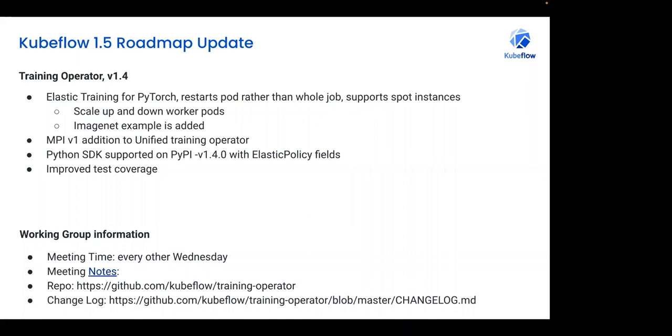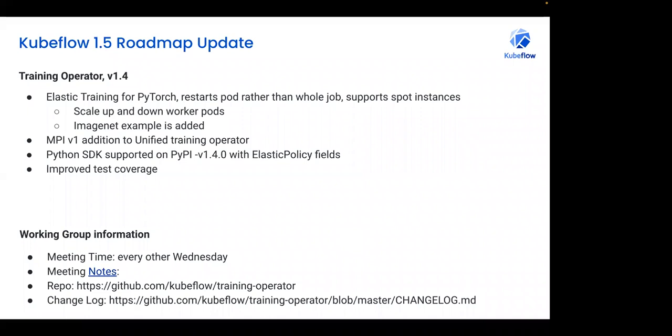So now with the elastic training support, which uses Torch Elastic in the backend, we can support fault tolerant and elastic training. So you can scale workers up and down. This is particularly useful when you have spot instances, lowering the cost of the training. The user just needs to provide the minimum and the maximum workers and need not worry about node availability. And the standard ImageNet example is added to that.